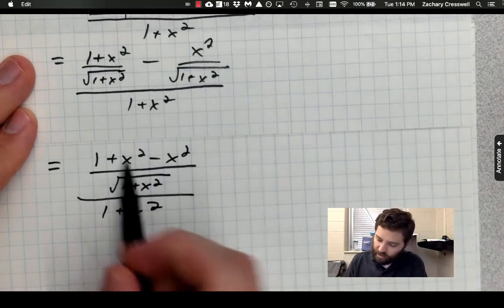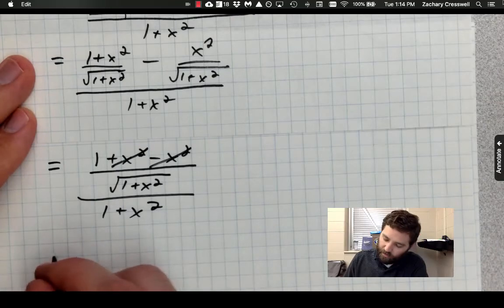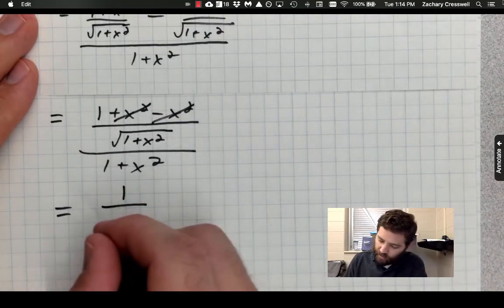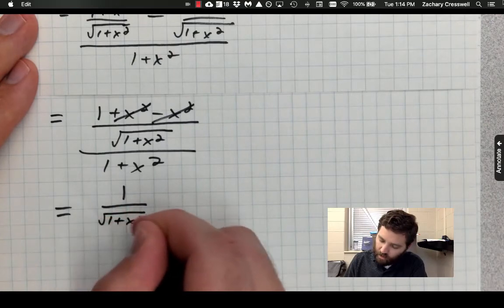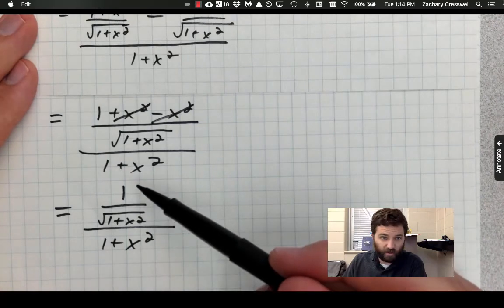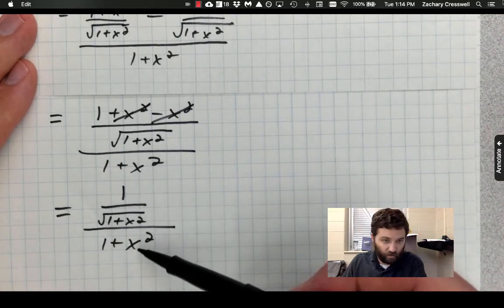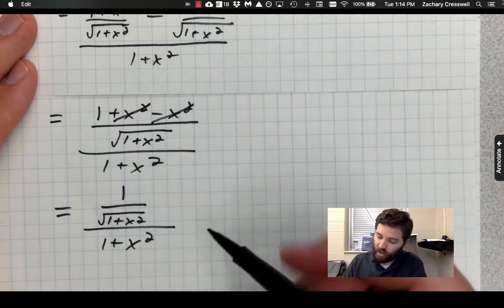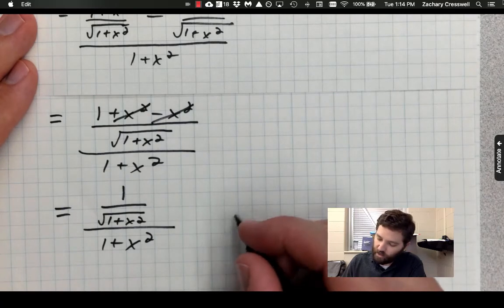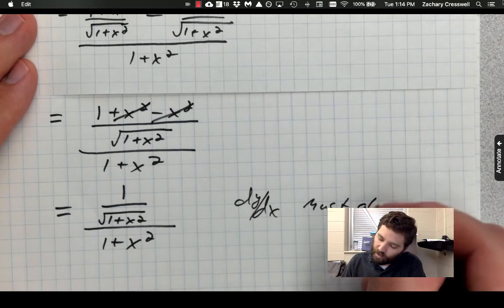Things are coming together nicely here. This is going to be 0. So I will end up with 1 divided by the square root of 1 plus x squared, divided by 1 plus x squared. Let's check this out. 1 is always positive. The root of 1 plus x squared is always positive. The denominator 1 plus x squared is always positive. So I always have positive numbers. So we can write that dy dx must always be positive.